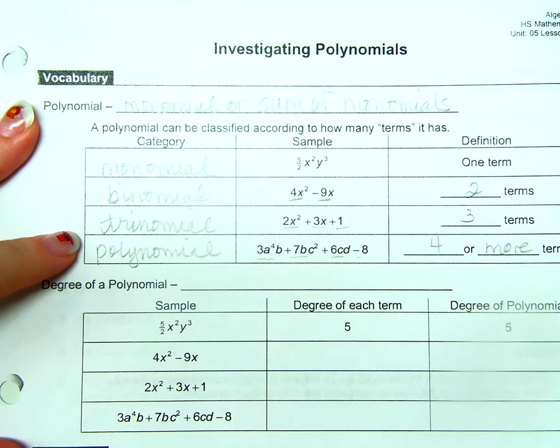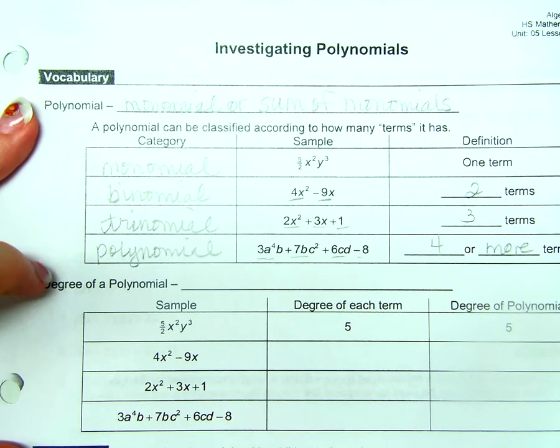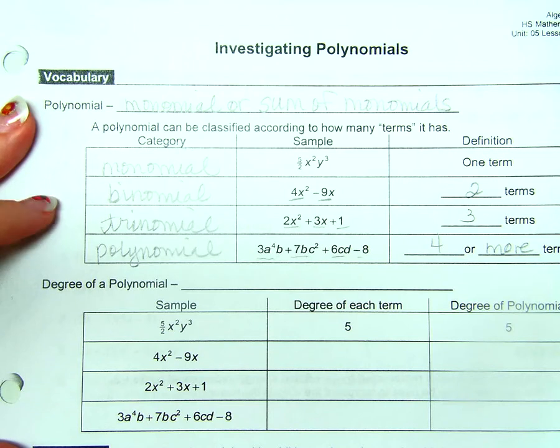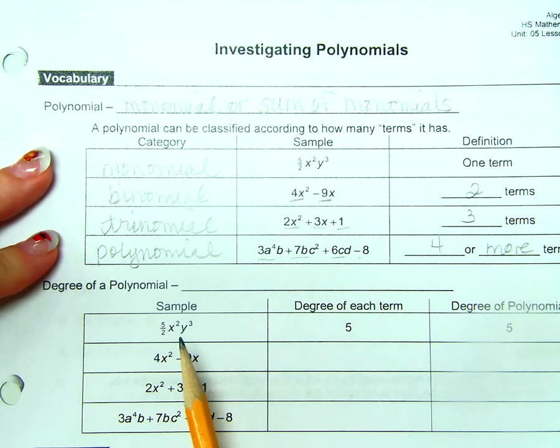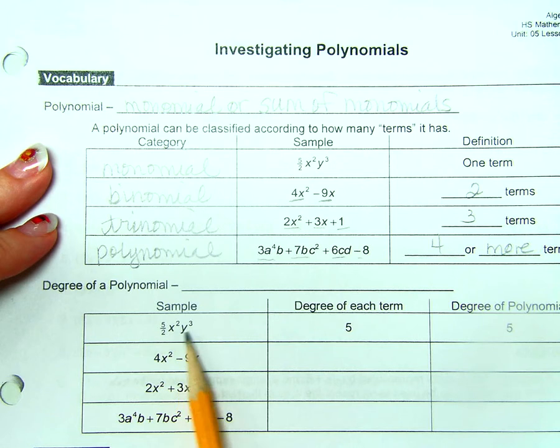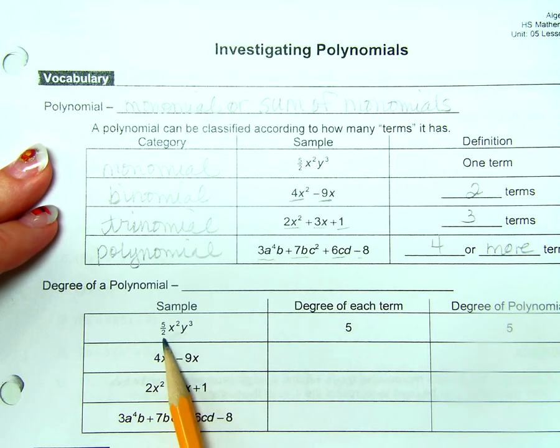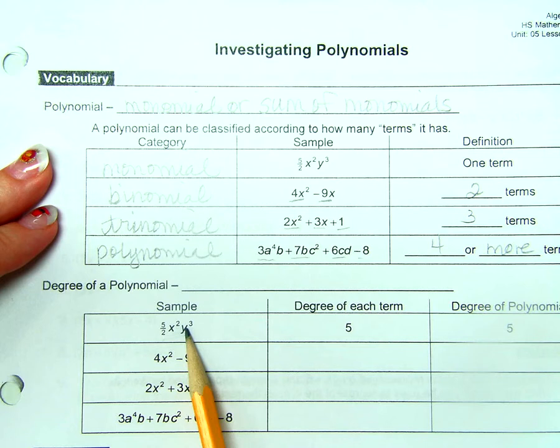Okay? The degree of a polynomial. Yesterday we talked about the degree of a monomial, and you know that when we're looking for the degrees of the monomials, you're looking at the exponents in the problem. For example, this sample that you're given, 5 halves x squared y to the third, the degree of this one term would be 5 because that's the sum of the exponents.